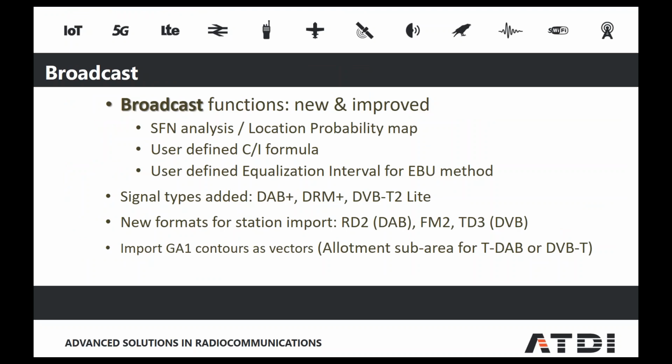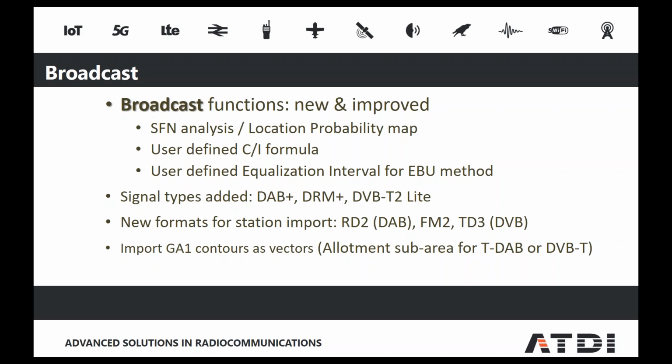Okay, just broadcast. There's some new functions here and some improved. So SFN analysis has a location probability map for the user-defined, or the ability to user-define the C over I formula now within the tool, and also with user-defined looking at equalization intervals for EBU methods. So those two are kind of new options that have been added.